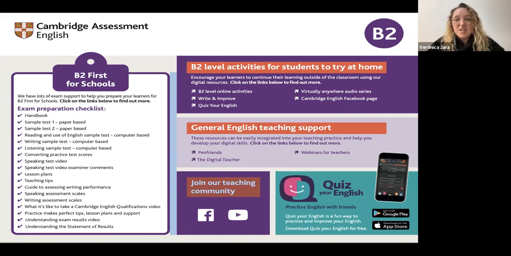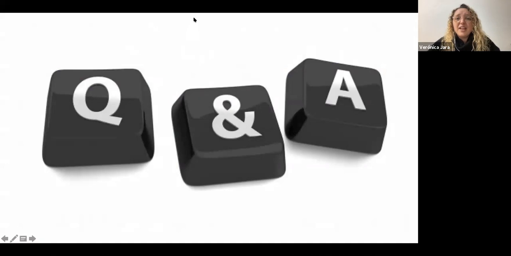I took some of these materials from here, and you've got lots and lots of resources. Cambridge Assessment English is developing, I don't know if every day, but very often, more and more resources, and free of charge. Most of them are. So I think this is a wonderful opportunity, right? And I don't know if you have any questions or anything that you would like to discuss, or something that maybe wasn't clear enough.